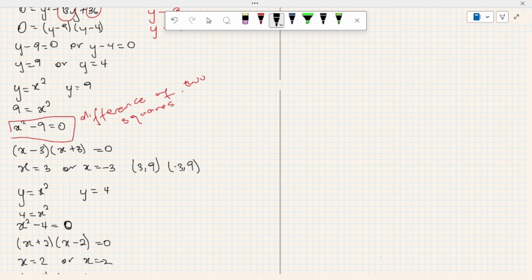If you have any questions regarding how I solved the simultaneous equation, I used substitution. This is how to use substitution to solve simultaneous equations. How do I know it's substitution? Because I substituted one variable into another equation in order to get the answers, right, guys.